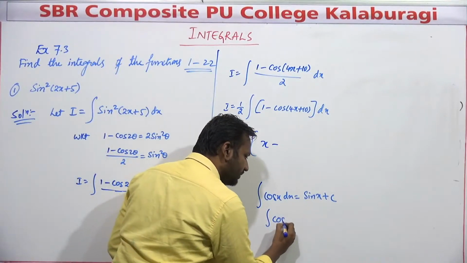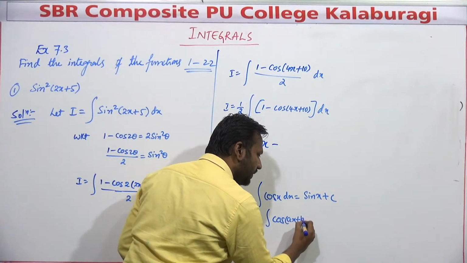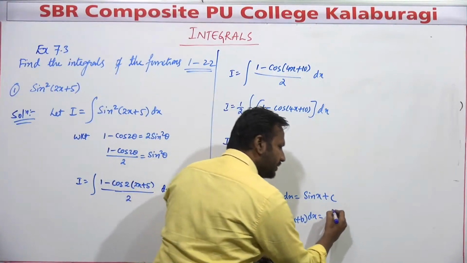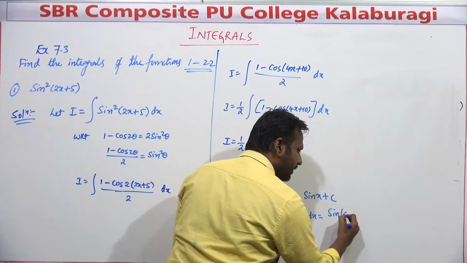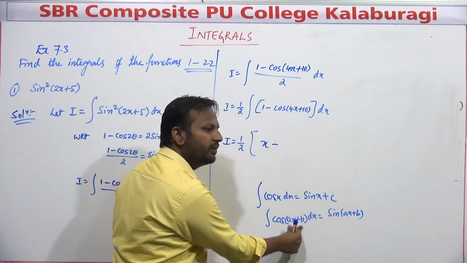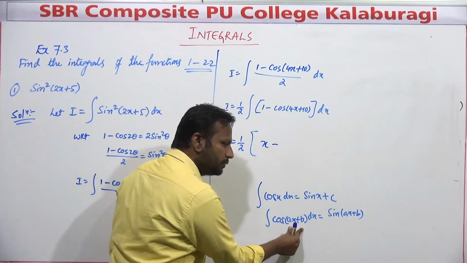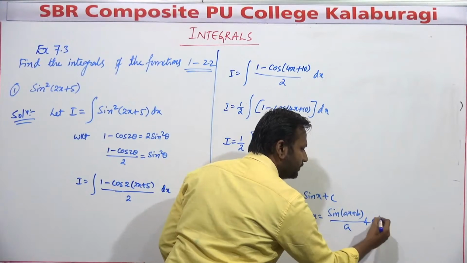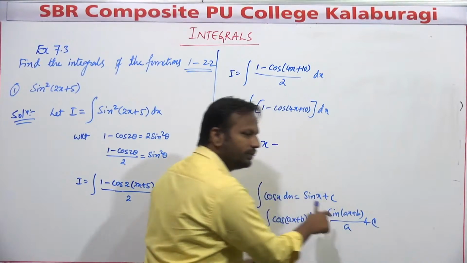Similarly, if you have cos of ax plus b, what would you do here? Same thing. Cos integration is sine. So the inner function is of linear form. Ax plus b differentiation is a. That you have to divide by here. You know this thing here. So it is similar to this, the cos of ax plus b form.